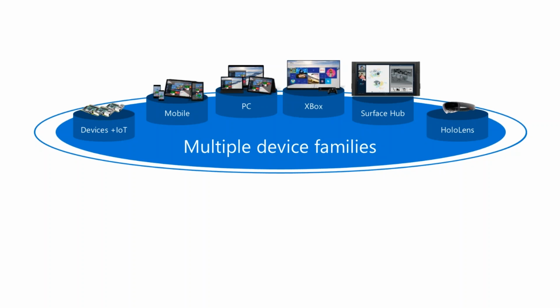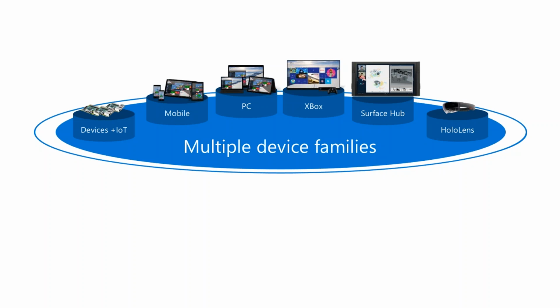What is a mobile family? Well, anything which is like a phone, a phablet, or a small tablet, those are all combined, or belong to what is called a device family called mobile. And of course, devices plus IoT: any small devices like Raspberry Pi or Arduino, or anything which can run Windows 10 IoT Core, is going to be classified as devices plus IoT.